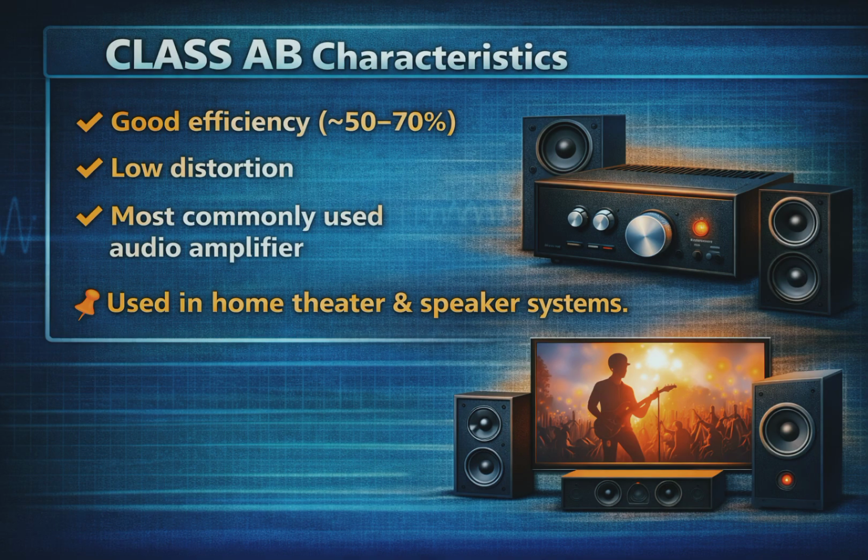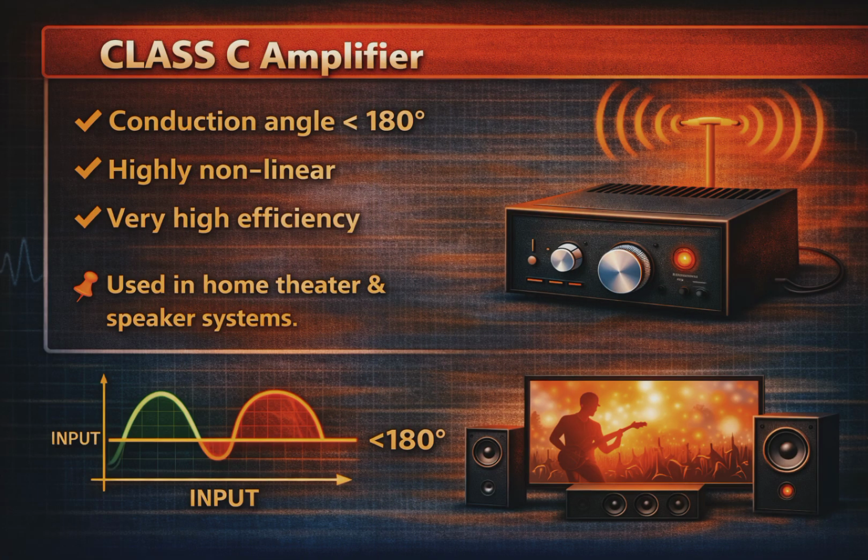Class AB characteristics. Class AB amplifiers provide good efficiency, typically around 50 to 70%. Lower distortion than Class B. Better performance than Class B with improved efficiency compared to Class A. Because of this balance between sound quality and efficiency, Class AB amplifiers are the most commonly used audio amplifiers today. They are widely used in home theater systems, hi-fi audio systems, professional speakers, music amplifiers.